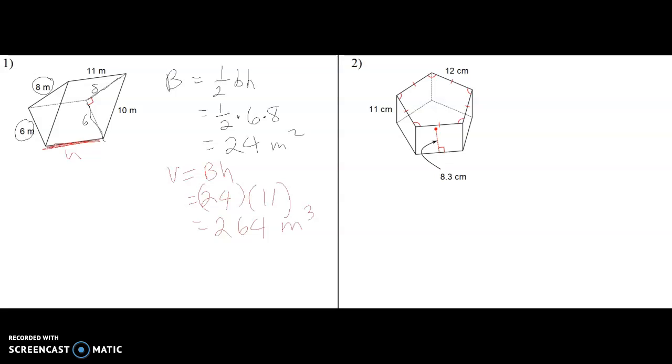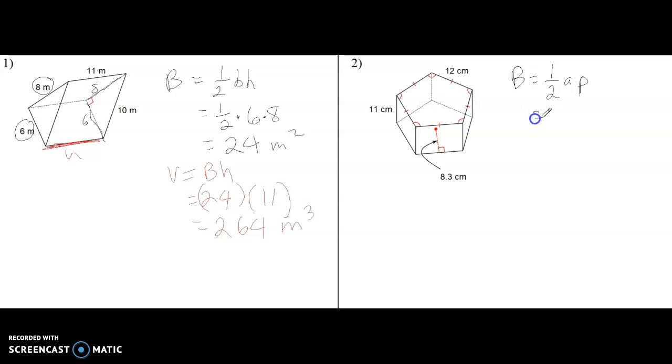Okay? Let's look at this other example. Questions 6 and 7 are similar to this. They're using the apothem formula. And the apothem formula basically states that if we have a regular polygon, which in this case we do, the area is 1/2 apothem times perimeter. Okay? So let's see if we can figure this out.